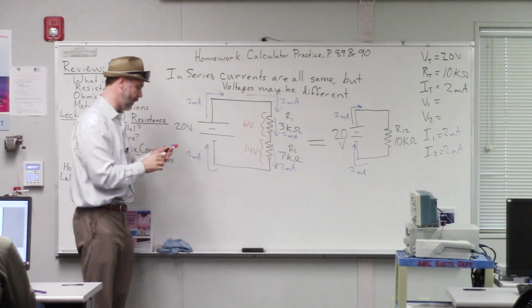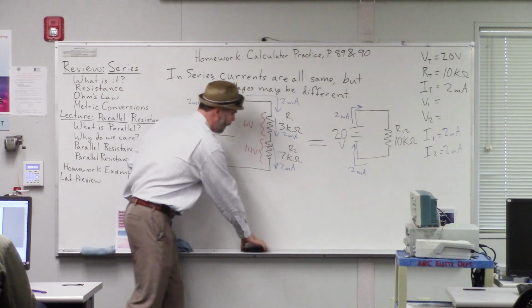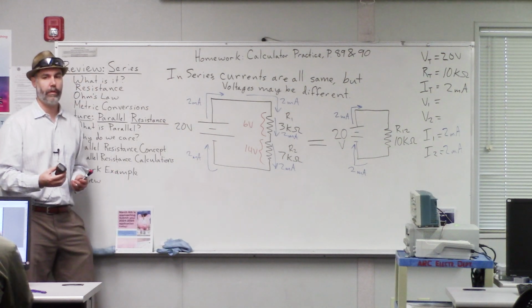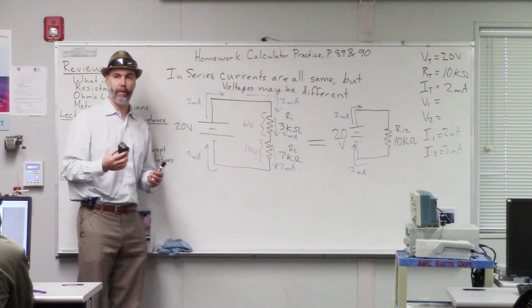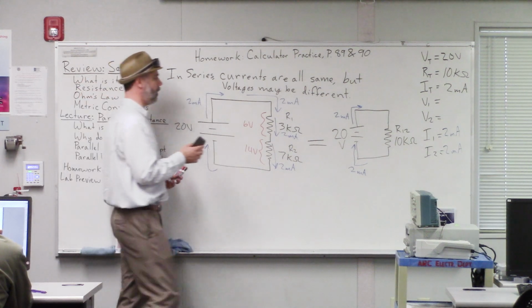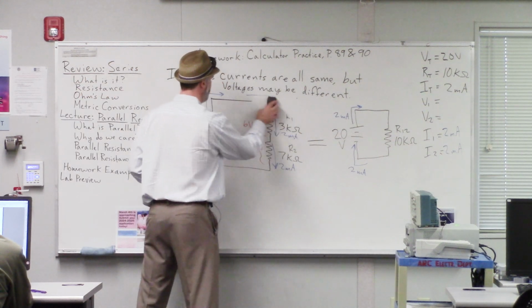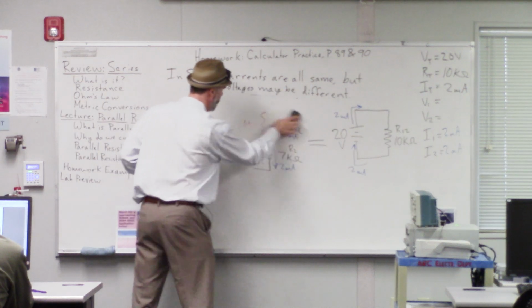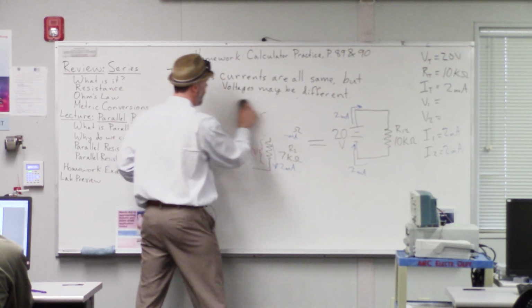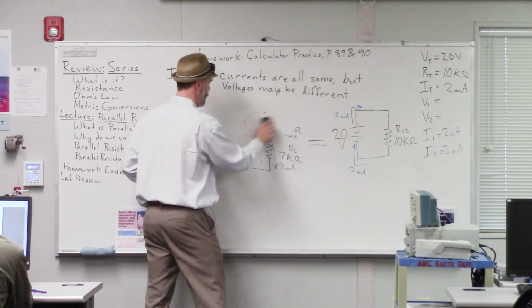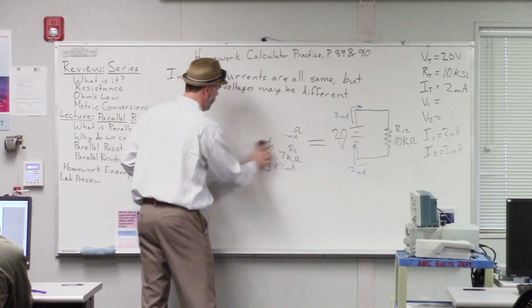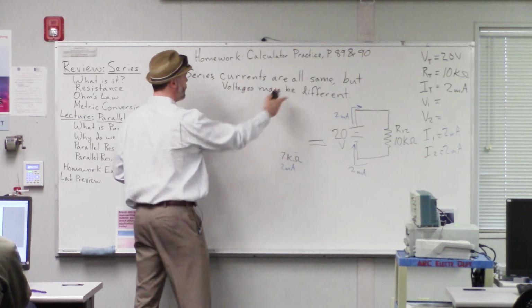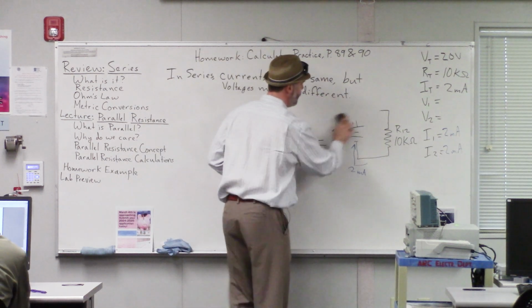Could you have a series circuit where the voltages were the same across each of the resistors? We can make it like we make equal resistors. Yeah, exactly. If they were all the same resistance value, then the voltages would all be the same. So it's possible that you could get the same voltages, but you can also have different voltages. So the currents have to be the same, but the voltages may be different.